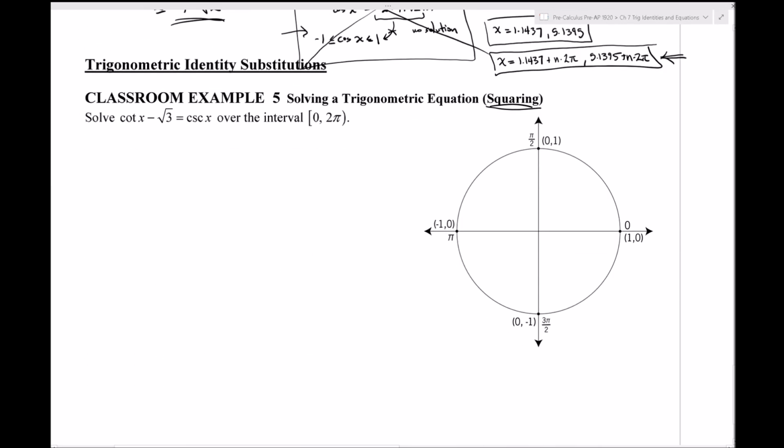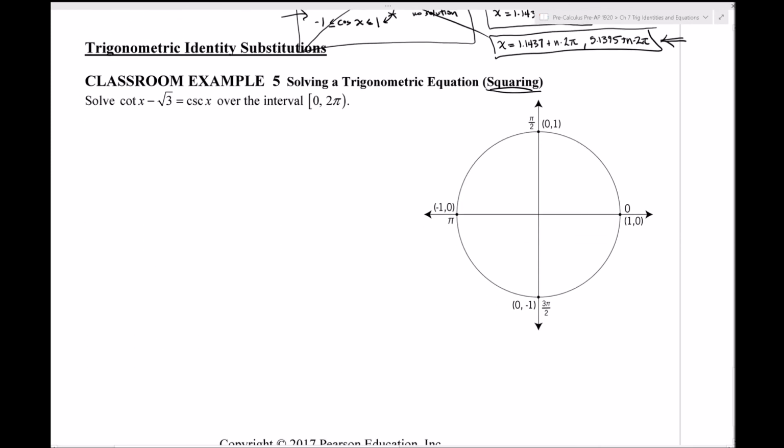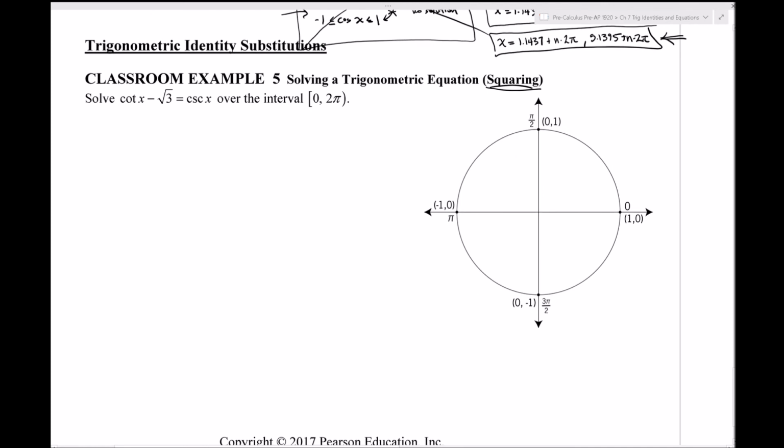We'll look at the last one, example 5, which hopefully isn't as bad, but it might be. So we'll see. Solve cotangent x minus square root of 3 is equal to cosecant x over the interval 0 to 2 pi. So not as bad because it's restricting us to just the main circle.